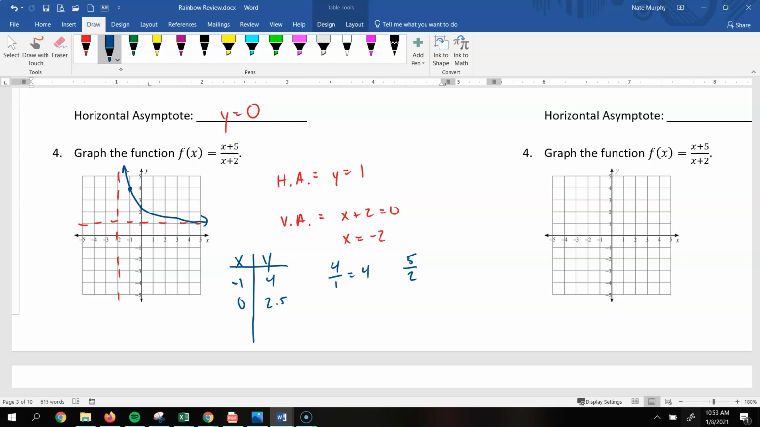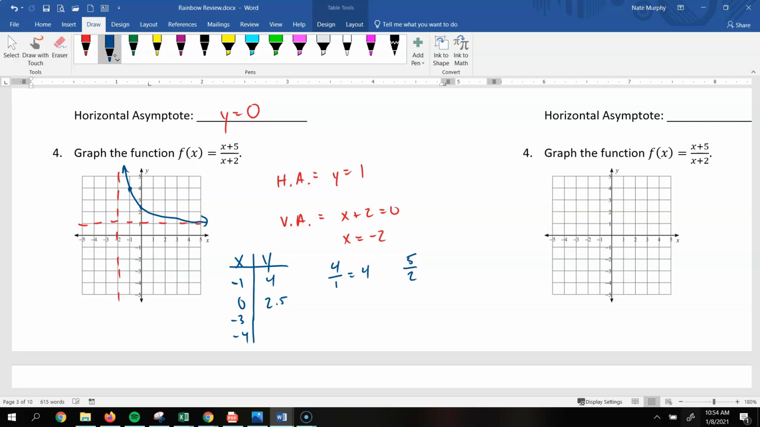But we have another branch. We have another branch that has moved from where quadrant 3 was to this area over here. So we need to figure out what the branch over there is going to look like. So I'm going to pick, again, values that are close to the vertical asymptote. I'm going to use negative 3 and negative 4.